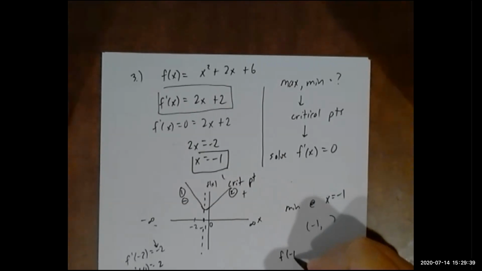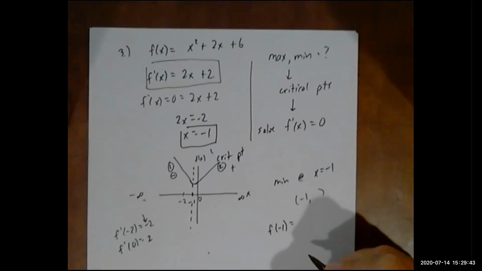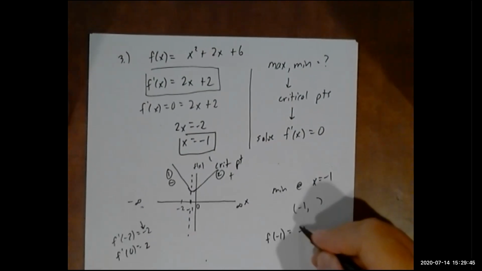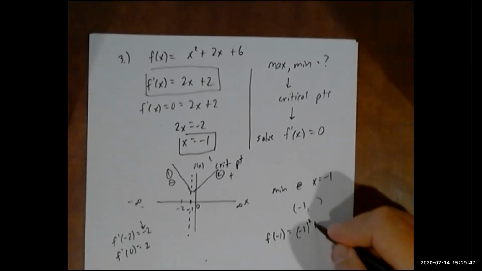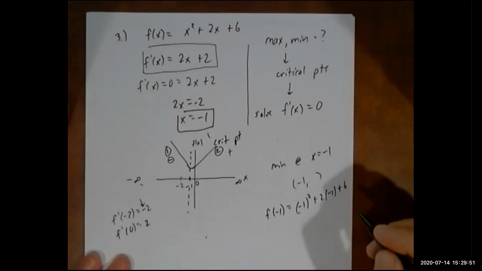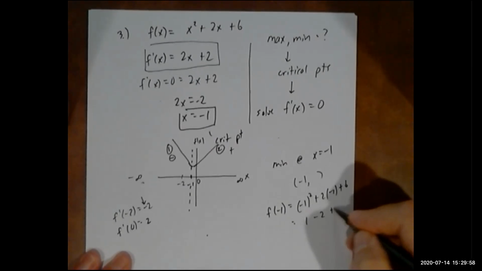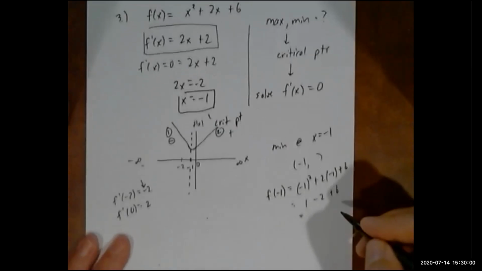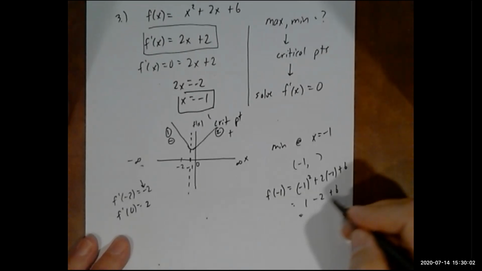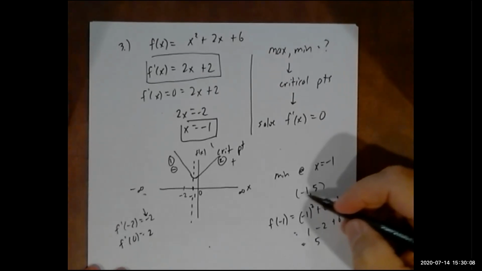So in a sense, what I'm needing to do is f of -1, which is going to be -1 squared plus 2 times -1 plus 6. If I'm careful with this, this is 1 minus 2 plus 6. Looks like 5. So actually, my minimum is at (-1, 5).